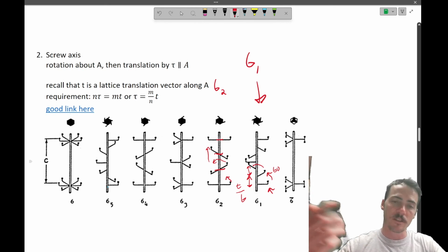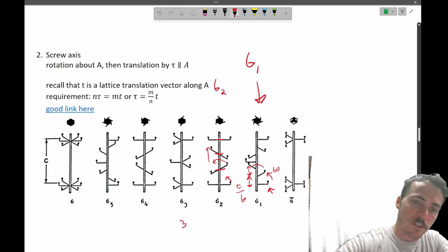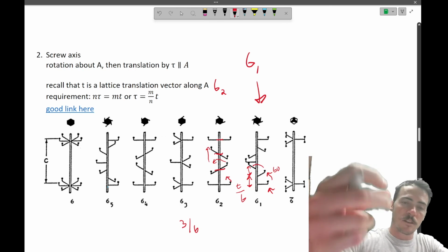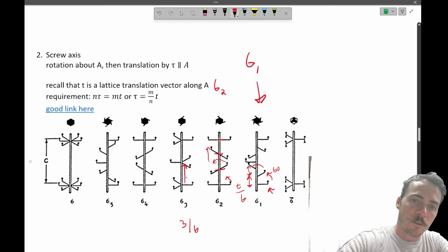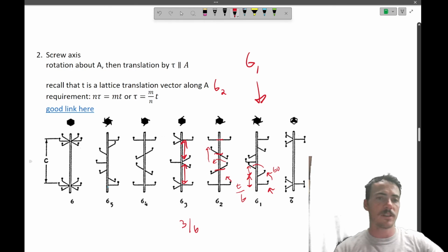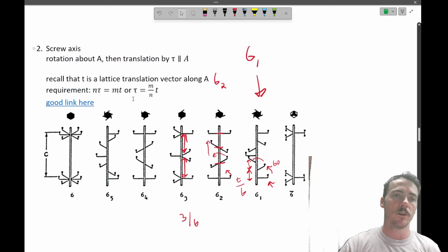You do the same thing with 6_3. This time 3/6 is the translation. That's half a unit cell. So we're going to rotate 60 degrees and we're going to go up half the unit cell. We're going to do it again. We're going to go up half the unit cell, right? So that's how the screw axis nomenclature works. And there's a nice link here if you want to follow up with that in the show notes, okay?